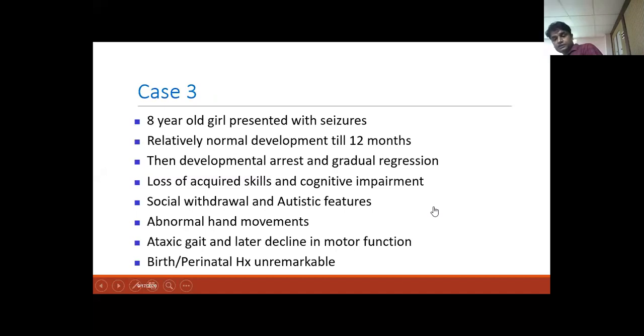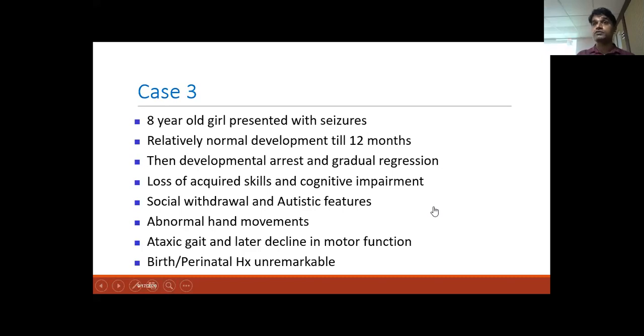So now seeing another case. An 8-year-old child presenting with seizures, relatively normal development till 12 months. Then there is developmental arrest and gradual regression. There's loss of acquired skills and cognitive impairment, social withdrawal and autistic features, abnormal hand movements, ataxic gait, and later decline in motor function. Birth and perinatal history is unremarkable.